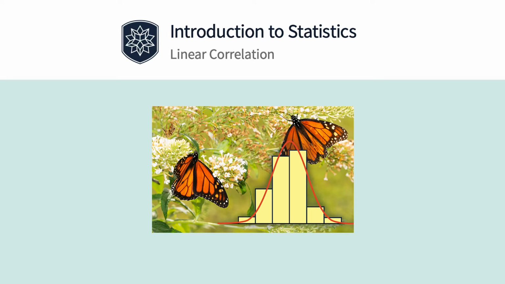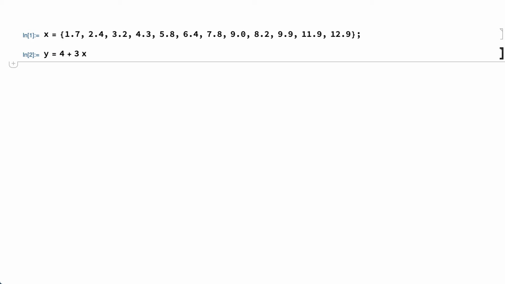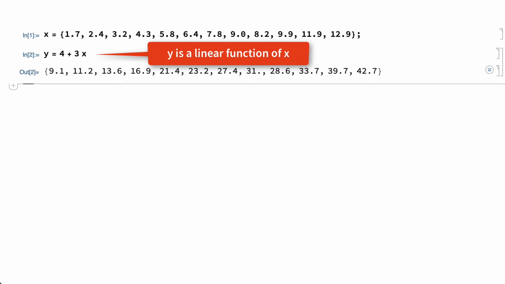The word correlation can refer generally to any relationship between variables, but this section is specifically about linear correlation between quantitative variables. For example, these inputs define lists of values x and y, where y is constructed as a linear function of x, so x and y are linearly correlated lists of numbers.